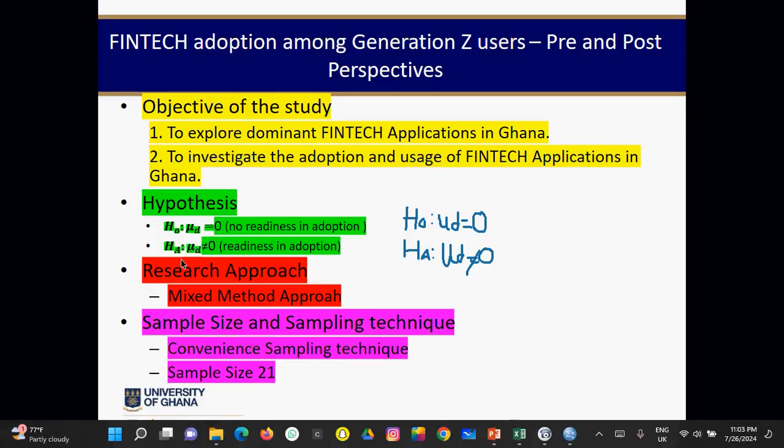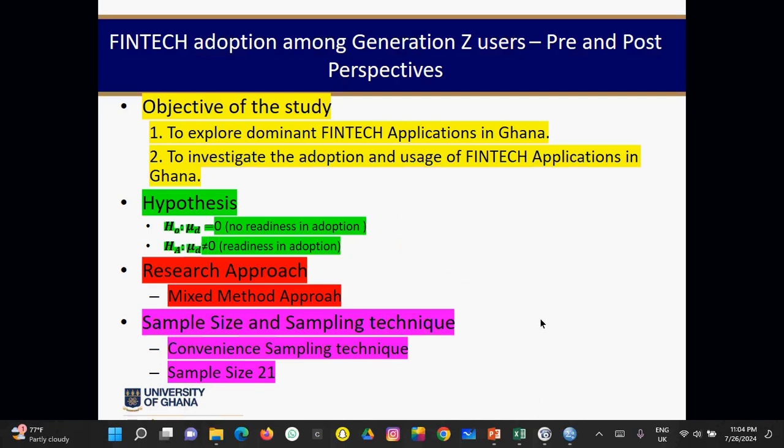All right, so research approach: we use a mixed approach, which is quantitative and qualitative, right? And then sampling sizes and sampling techniques are also used. We use convenience sampling, and the sample size used in this is 21, right?